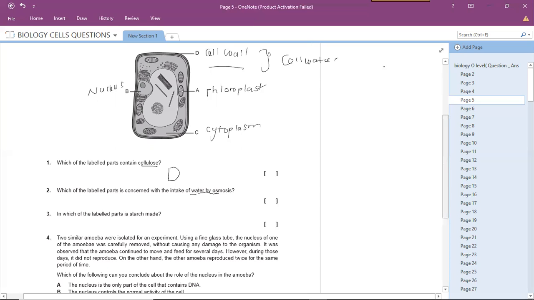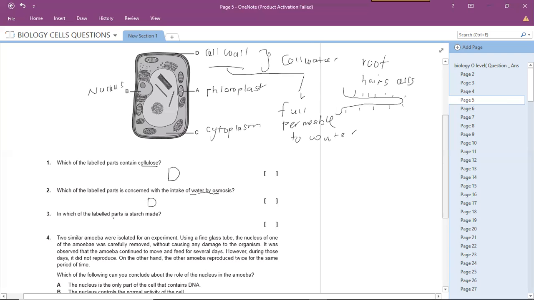The cell wall has something known as root hair cells. These root hair cells, their function is to take up water and mineral salts via the process of osmosis as well as active transport. And by the way, I want to mention right now that the cell wall is fully permeable to water. Water can easily pass through and out of the cell wall. So our answer here is D.